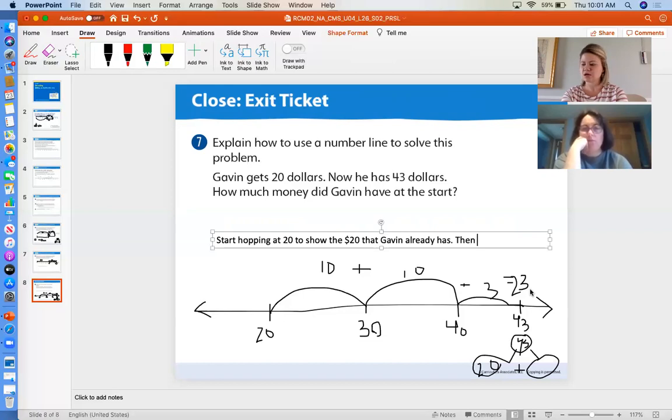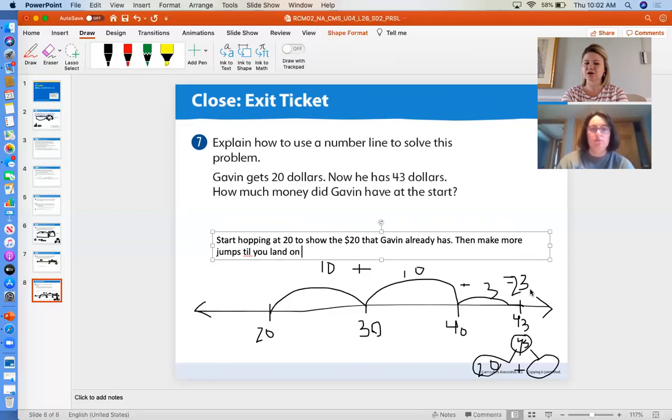Then make more jumps till you land on 43. Count the hops for your answer. Yeah. The answer is $23. Agreed? Agreed. So now you're going to do your green pages, 625 and 626.